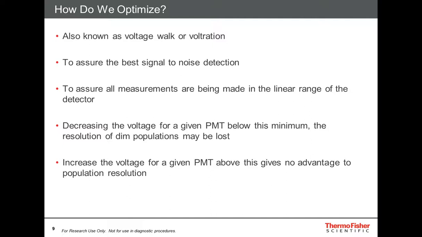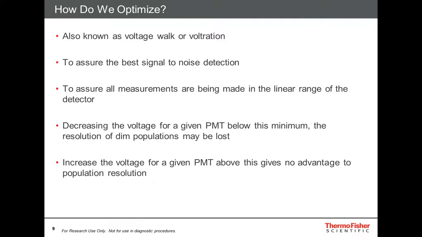So what does a voltration do? It assures the best signal-to-noise detection, which is what we want to do. Our data is important to know the difference between background and negative and positive. We also want to assure all the measurements are being made in the linear range of the detector.